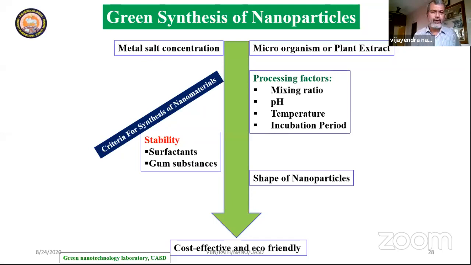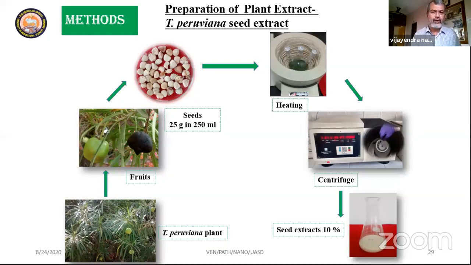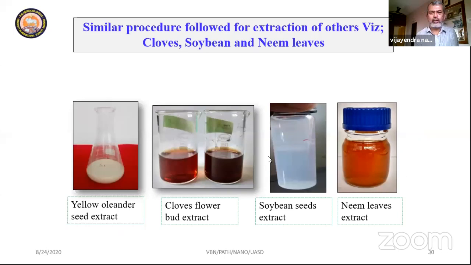So in a very simple method, we have taken the Thevetia plant, taken the fruit, then the seeds, 25 grams in 250 ml, boiled it, then centrifuged. The extract is there. In a similar fashion, you can do many combinations. Now we have got the characteristics of the extracts: aloe, oleander, clove, soybean seeds, and everything else.